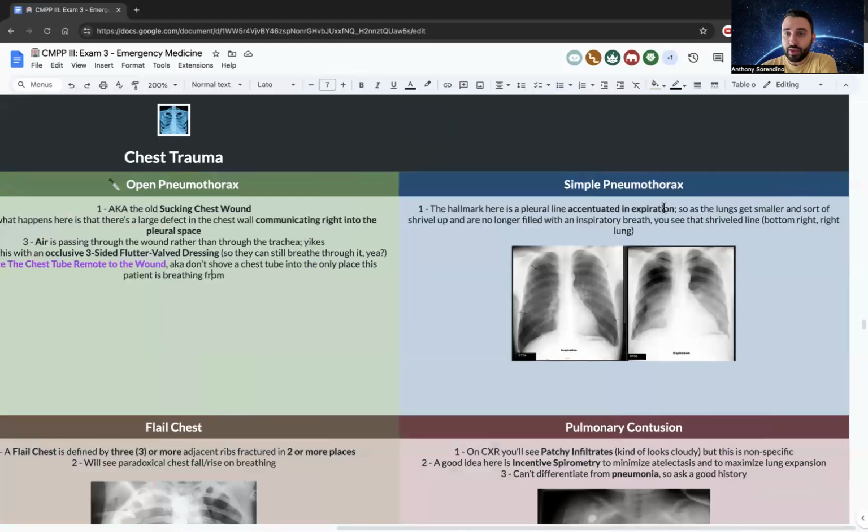Simple pneumo. This, I think, is really important. It's going to be accentuated in expiration. So as you're inspiring and your lungs are filling with air and getting bigger, it's going to hide that simple pneumo, right? But when you breathe out and the lungs shrivel, then you can clearly see that pleural line here on the right.